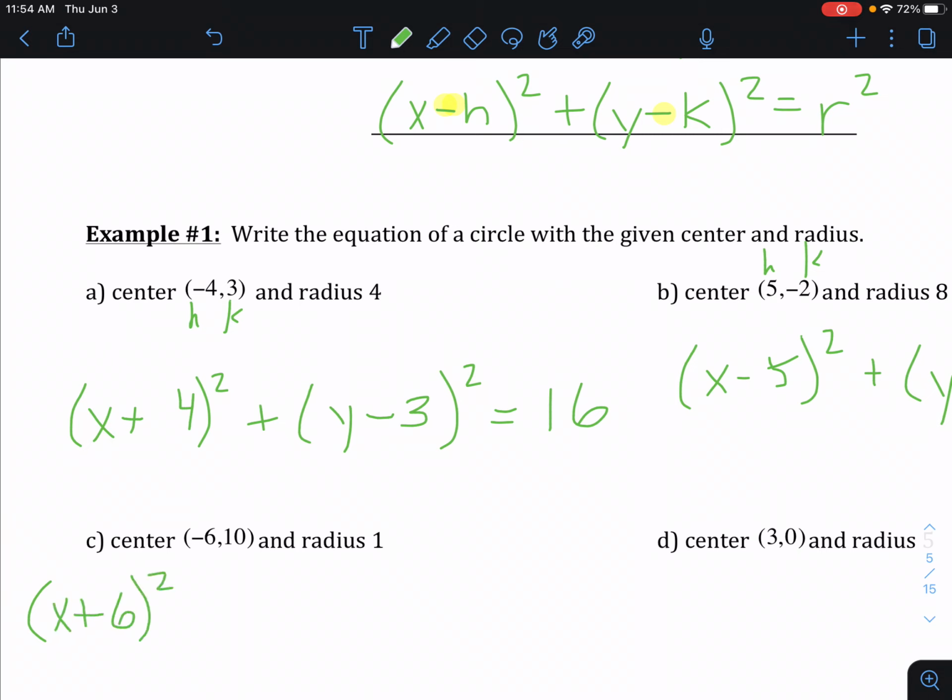So we have x plus 6 squared for the h and k, and then plus the y minus k would be y minus 10, then squared, and then equals 1. We got to put a 1 because 1 squared is 1.